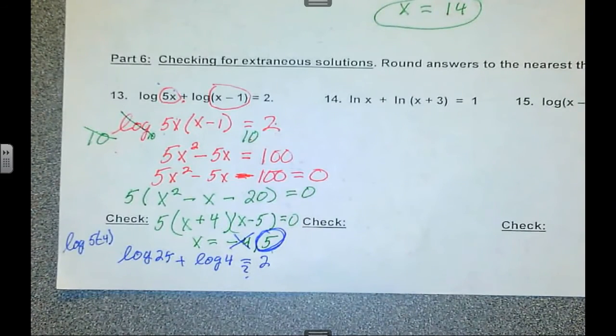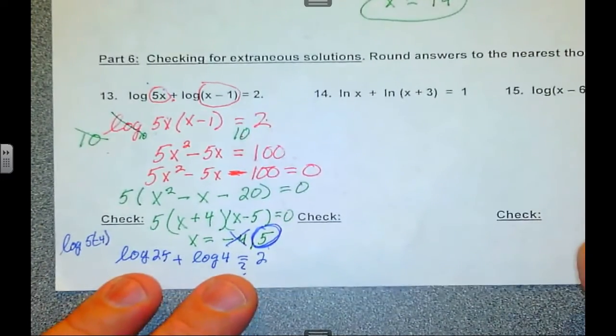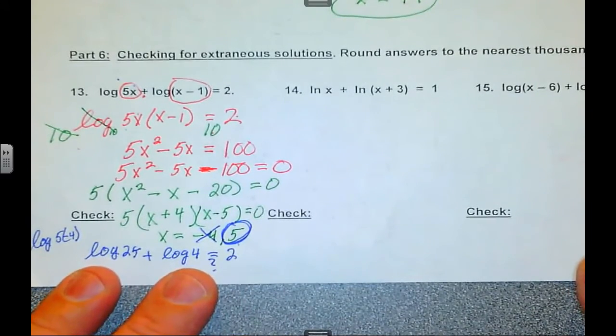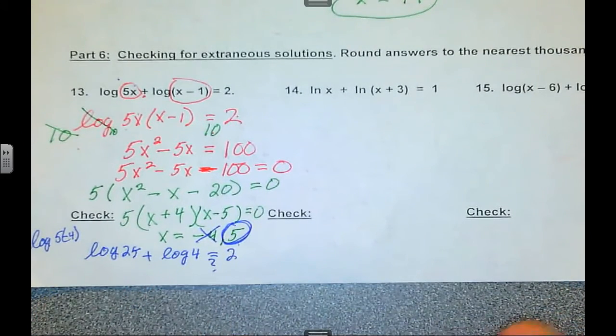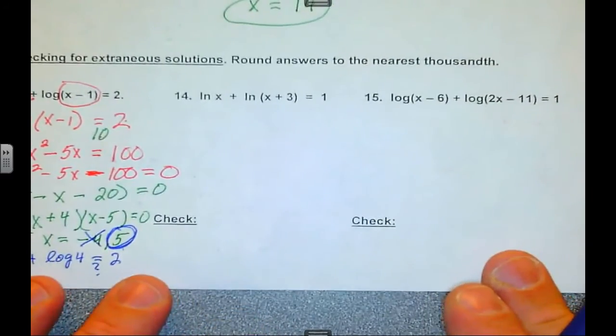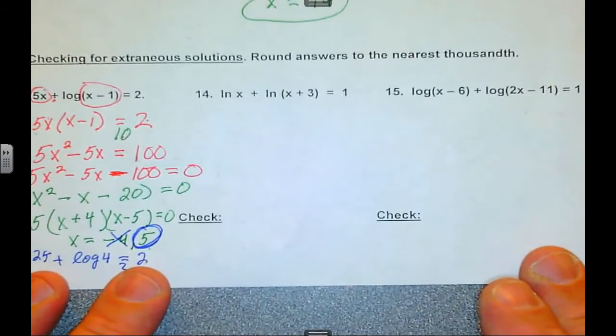Should we do another one? Want to do a natural log, number 14? Number 15 is actually kind of icky too.